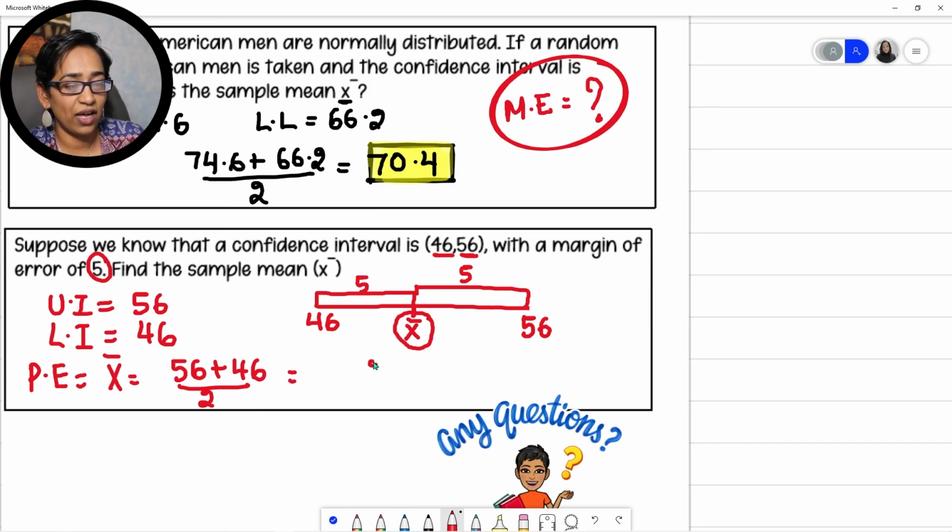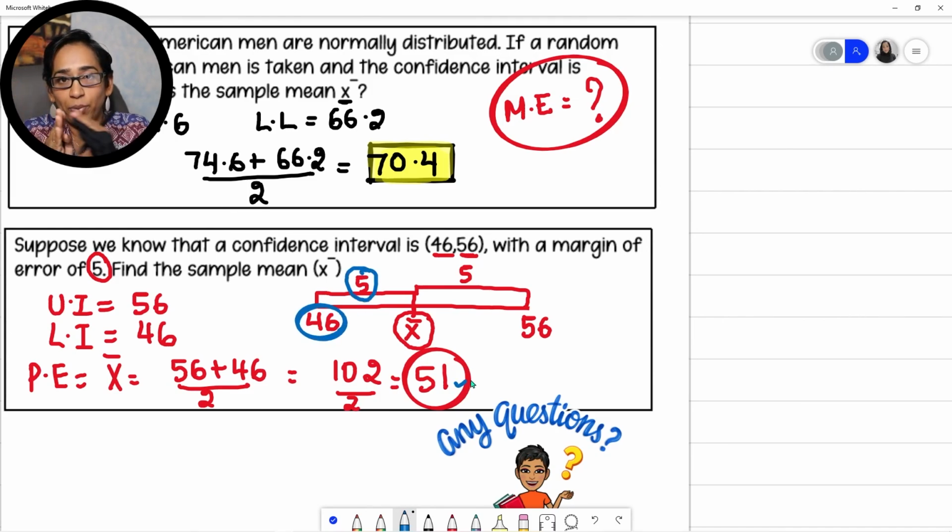So what do I have? I have 102 divided by 2, which is 51, right? Or even if you add 46 plus 5, you still get 51. Do you see that? Lower limit plus margin of error gets you to the middle. Or if you subtract 56 minus 5, you will still get 51. So either way, whichever way you're comfortable with.